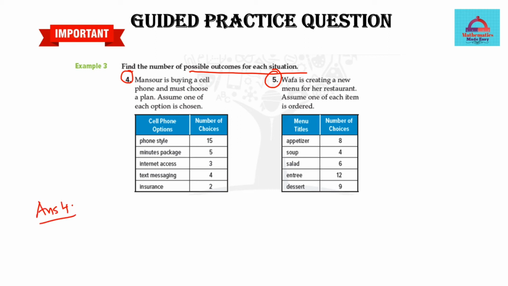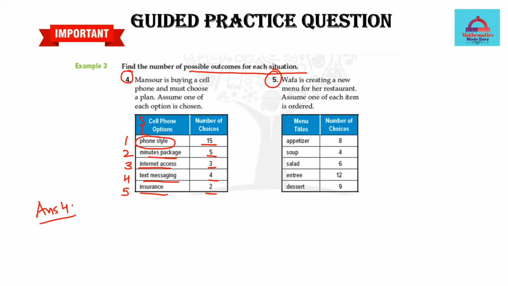So Mansoor is buying a cell phone and he must choose a plan. Assume one of each option is chosen. So that means he has these various options for the cell phone. I'm going to number them for you: 1, 2, 3, 4, 5. When it comes to the styling of the phone, there are 15 possible choices. For the minutes package, there are 5 possible choices. For the internet access, there are 3 possible choices. For the text messaging, 4, and for insurance, 2. So for each of these 5 stages that you see, various possible options are there.